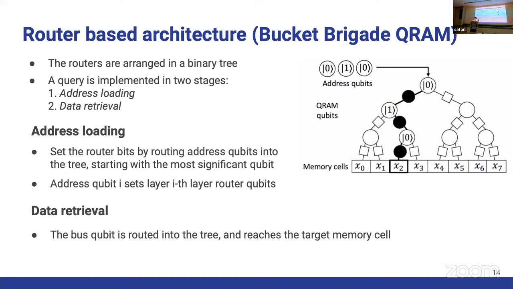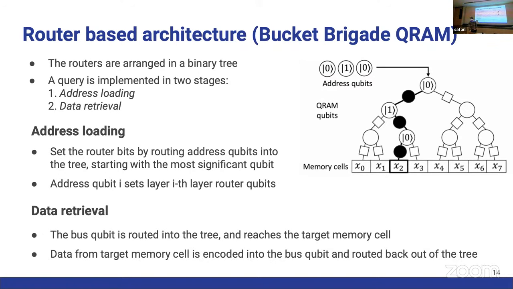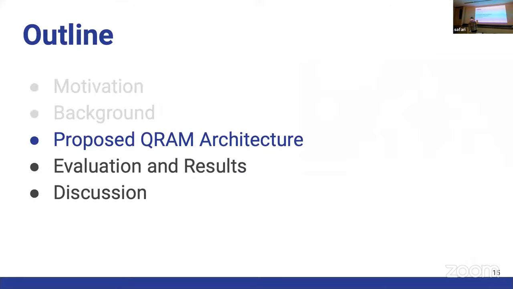After we've determined the states of the routers, we can now route a data qubit, the bus, into the same tree. The bus qubit is routed into the tree and eventually reaches the target memory cell, after which data can be written into the target memory cell and routed back out of the tree to return the superposition.